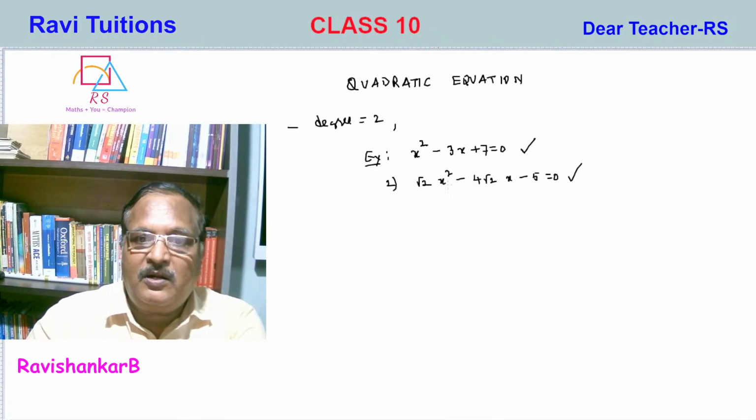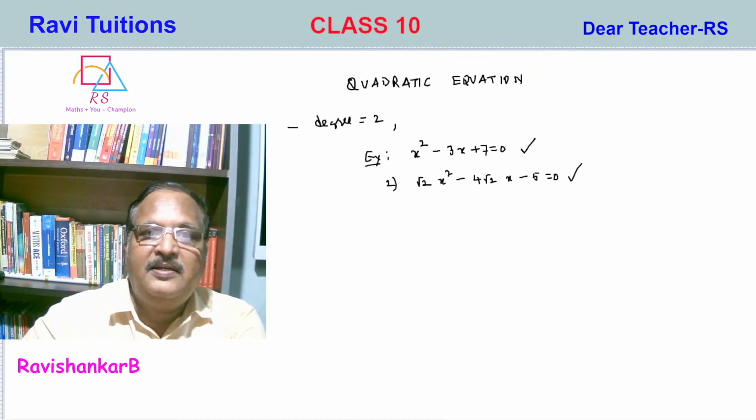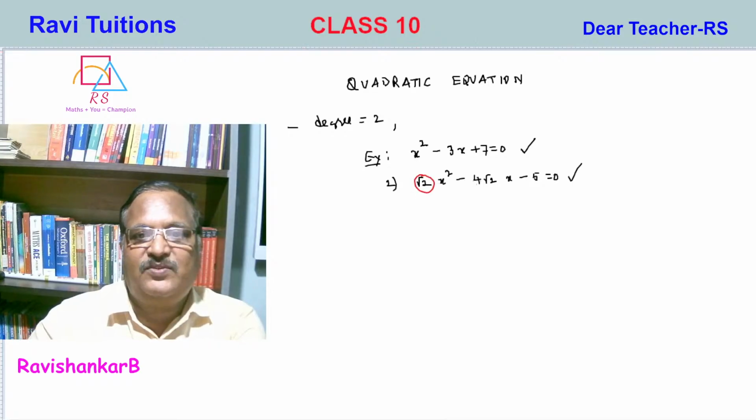We are not bothered about the coefficients. Here root 2 is the coefficient of x square, minus 4 root 2 is the coefficient of x, and minus 5 is the constant. So don't worry about the constants, you just worry only about the highest power.